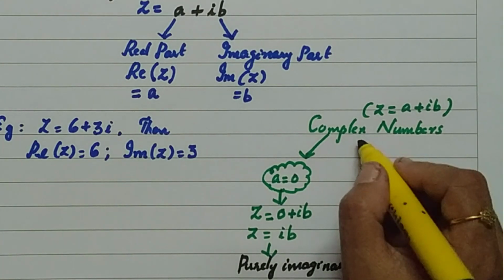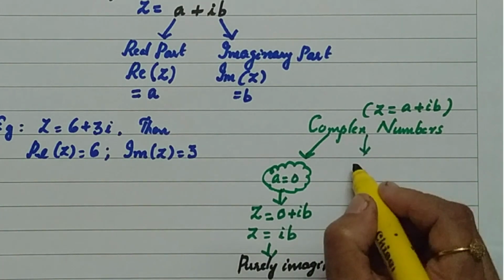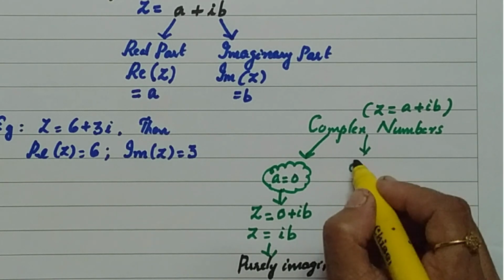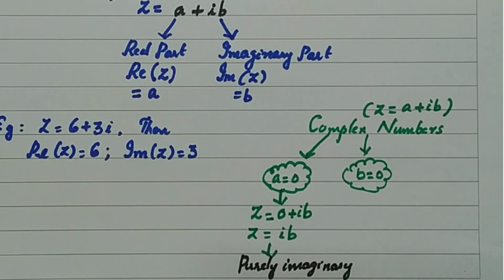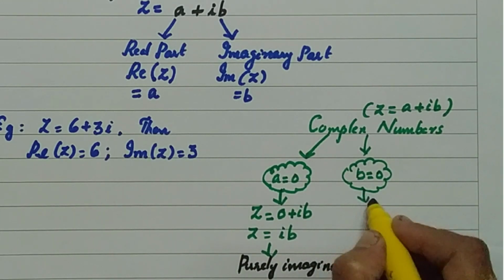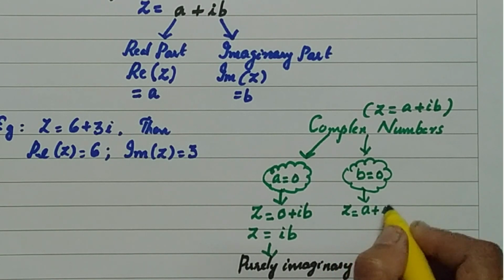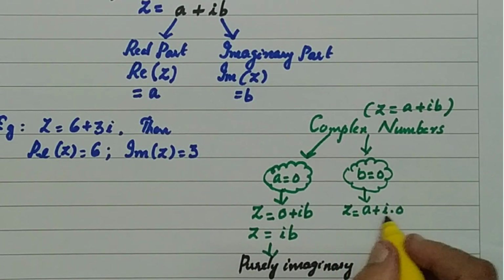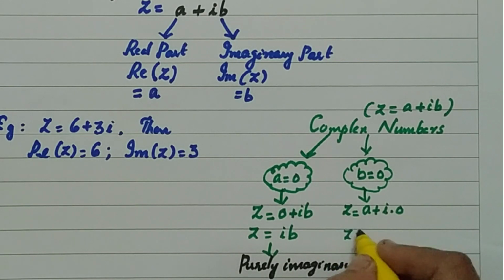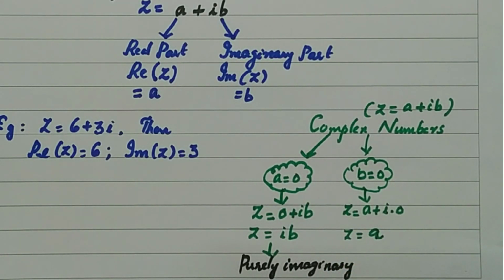Consider the second case, when b equals 0. What happens when b becomes equal to 0? The given complex number z becomes z equals a plus i into 0. i into 0 becomes 0. So z equals a. z equal to a is purely real.